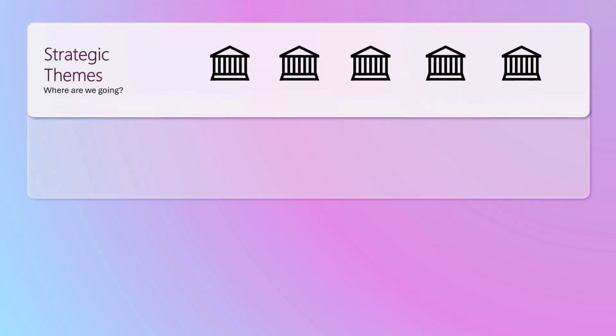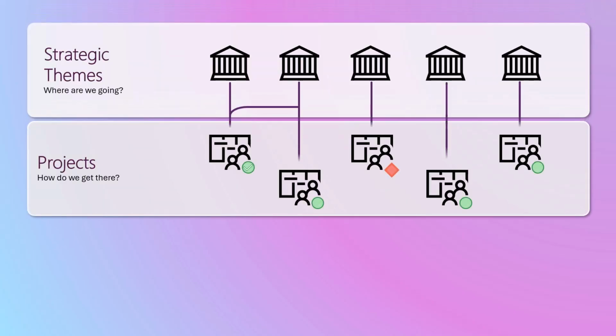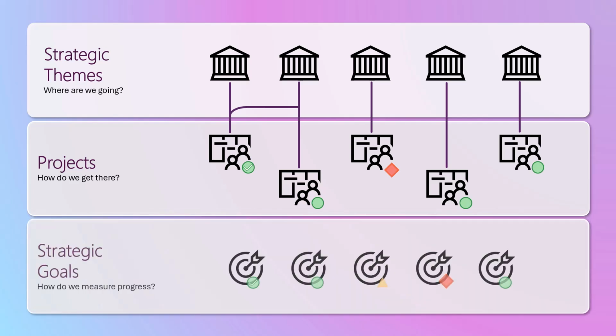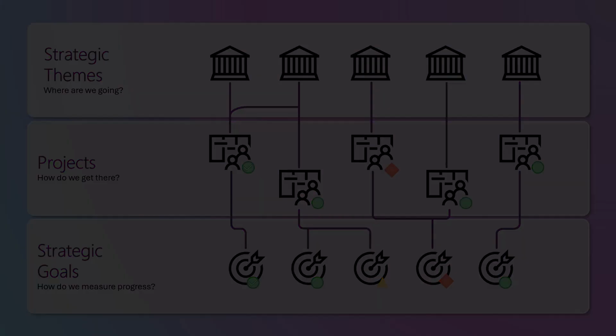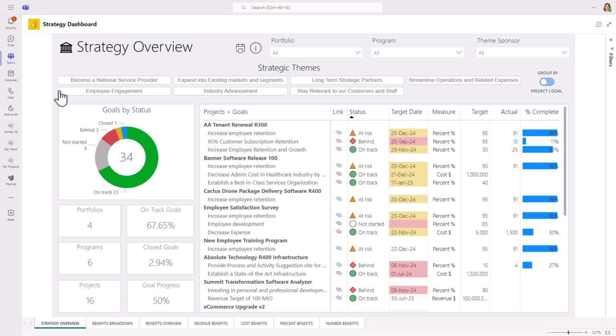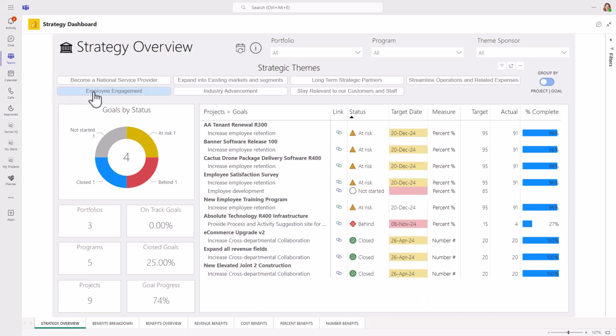Whether you call them strategic themes, pillars, priorities, or objectives, Sensei IQ supports connecting strategy to the projects that will get you there and their measurable strategic goals. For each strategic theme, you can see what work is being done on projects and their supporting goals by status.